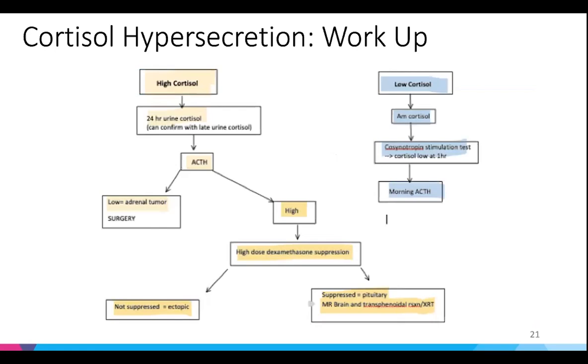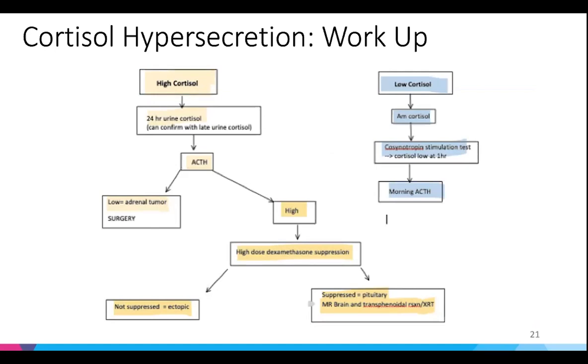And this is just an overview slide of the cortisol hypersecretion workup. So if you identify that a patient does have high cortisol levels, again, the first test you want to do is a 24-hour urine cortisol to see the overall production over the 24 hours and not just get that snapshot, which could be down later in the day.